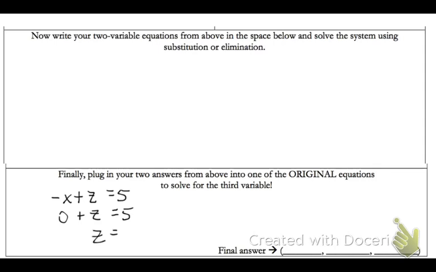So we have z equals 5. Now you're going to write your answer as an ordered triple. So your x variable goes first, and in that case it's 0. Then your y, and that is 3. And finally your z, which is 5. If you were to take this point (0, 3, 5) and plug it into each equation, it would make each one of these true.